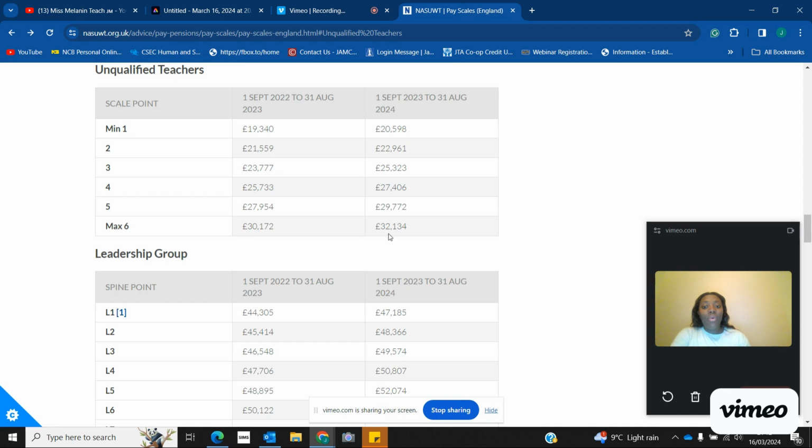All right, now on the max of unqualified, you get 32,134. That's per annum. So you divide that up, and that's about 2,600 and something a month before deductions. Three types of deductions: teacher pension, tax, regular tax, and NI. NI goes towards the NHS, then tax, of course, and then teacher pension you can opt out of. So the two mandatory ones are actually just tax and NI.